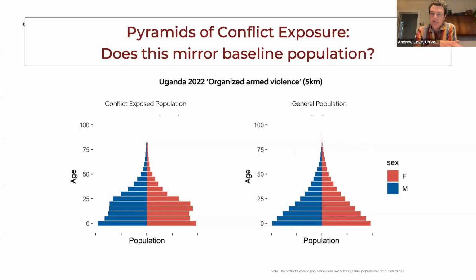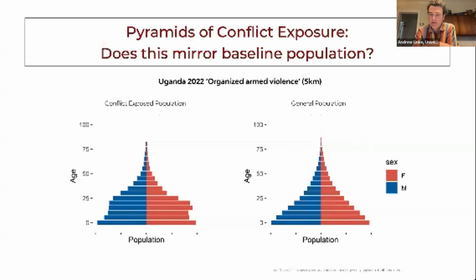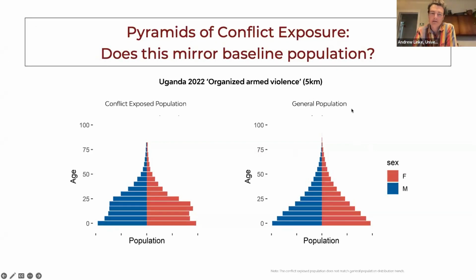This is a conventional population pyramid, with the age cohorts, 5-year cohorts, from the youngest population at the bottom to the oldest population at the top.